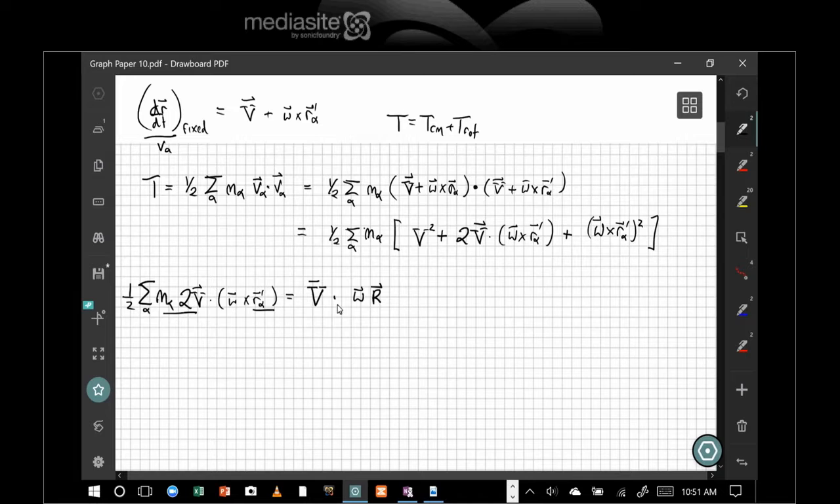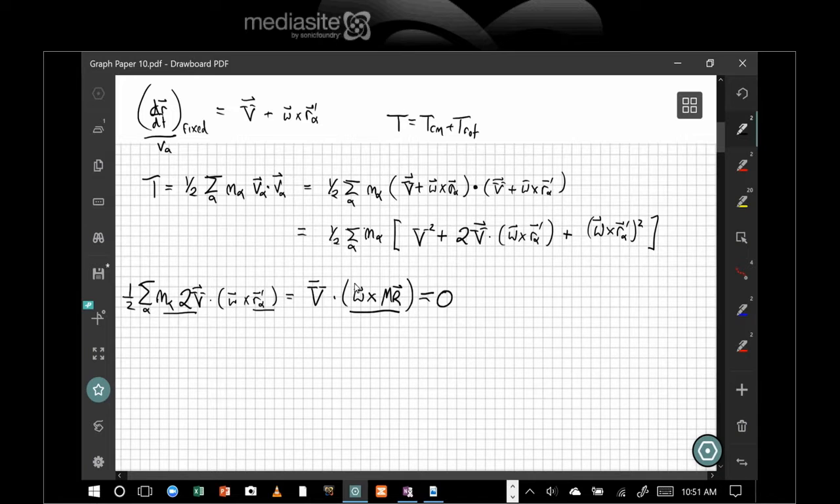No, sorry, let's not write it. I have to write it completely. So I'm going to get omega cross m r. That's what I'm going to get there. However, V is going to be in the plane of, V is going to be perpendicular to this cross this.